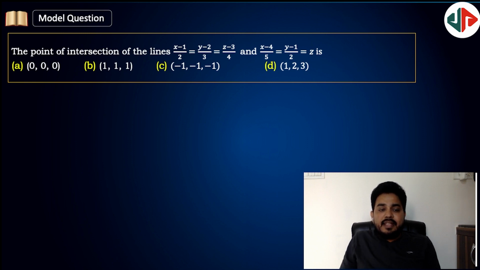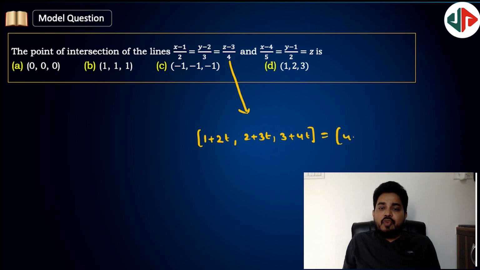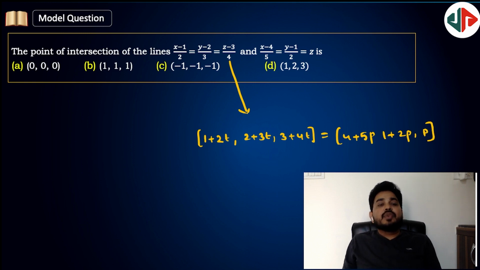When it is there, what is this one? Z by 1. Now the intersection of this. So any point on this one, you check it out. That is 1 plus 2t and 2 plus 3t and 3 plus 4t. Any point on this one is 4 plus 5p, 1 plus 2p, and z by 1 is equal to p. So you need to solve these two equations to get the answer.